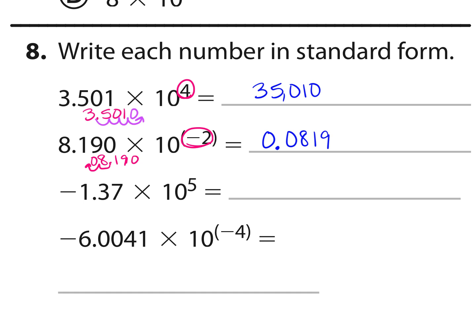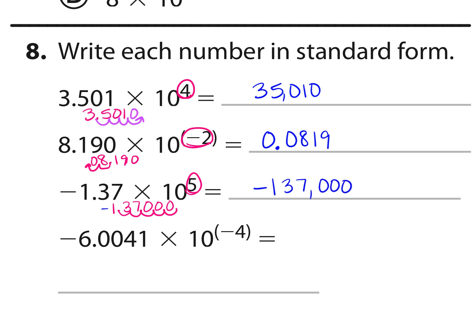Our next value, negative 1.37, I'm going to ignore the negative just a moment and write the 1.37. We have an exponent of 5. It's positive, so it's going to become a larger number, ignoring the negative sign for a moment. So we're going to go 1, 2, 3, 4, 5 places to the right. And I'm going to write that negative in my answer to write negative 137,000.